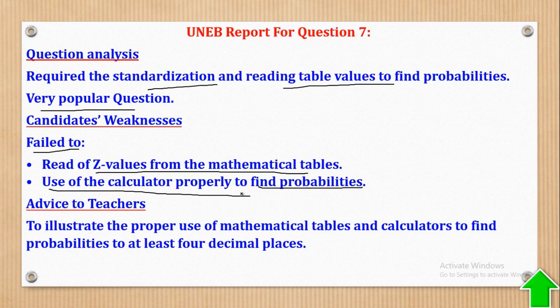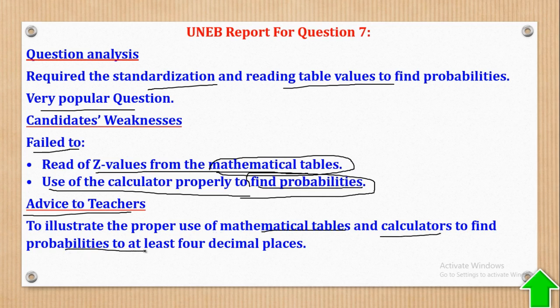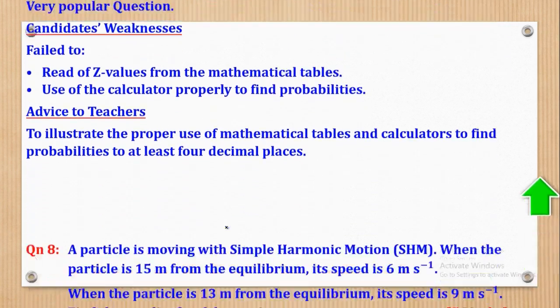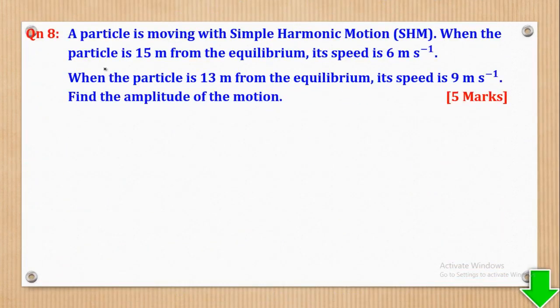So you can use mathematical tables or use a calculator. If you use the calculator, the answer with the probability must be to 5 decimal places, and if you use mathematical tables, the answer of the probability must be to 4 decimal places. So always remember that. Then advice to teachers is to illustrate the proper use of mathematical tables and calculators to find probabilities of at least 4 decimal places. So that was question 7.